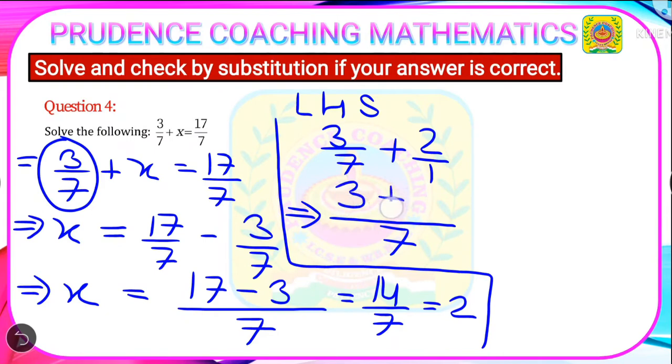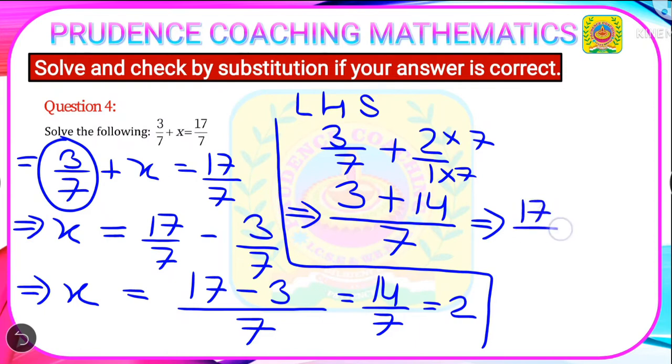But in the next one we have 2 by 1. Here we need to make the denominator 7, so we need to multiply the denominator and numerator by 7. So we will get 2 into 7, that is 14 in the numerator, then only you will get 7 in the denominator. So ultimately your LHS will be 17 by 7.